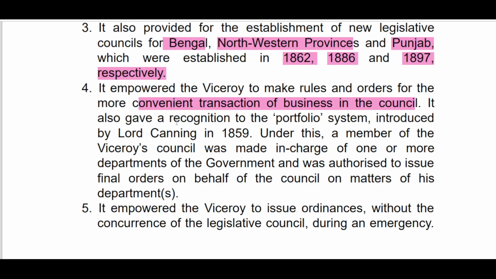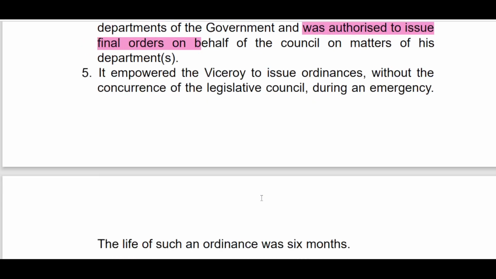It also gave recognition to the portfolio system, which was introduced by Lord Canning in 1859. Under this, a member of the Viceroy's Council was made in charge of one or more departments of the government and was authorized to issue final orders on behalf of the council on matters of his department.